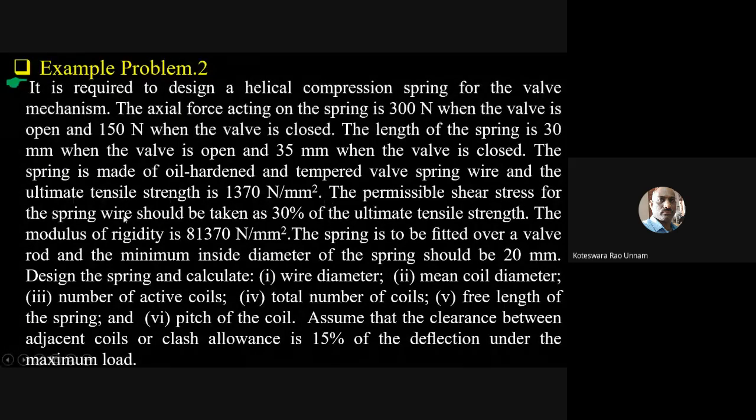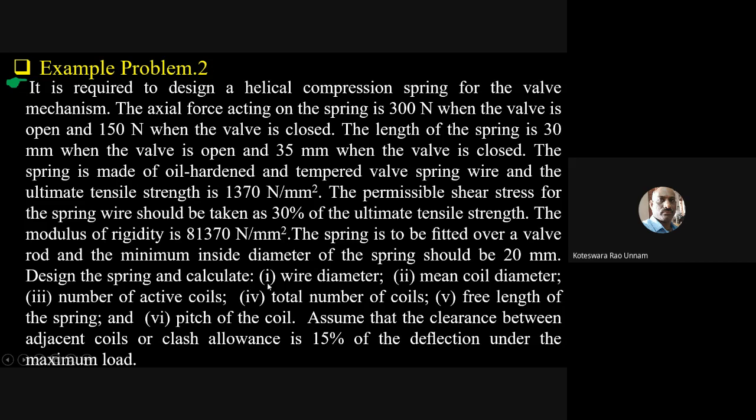The permissible shear stress for the spring wire should be taken as 30% of the ultimate tensile strength. The modulus of rigidity is 81,370 Newton per mm square. The spring is to be fitted over a valve rod and the minimum inside diameter of the spring should be 20 mm.